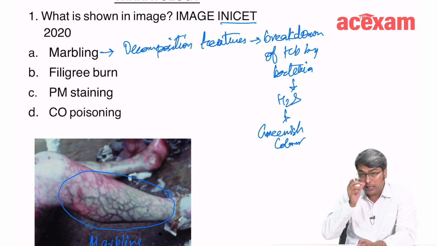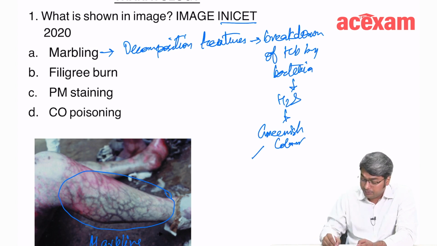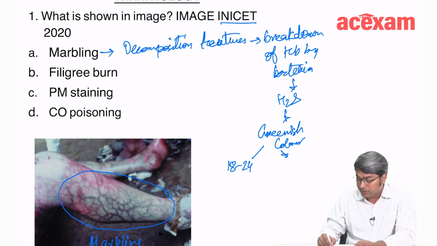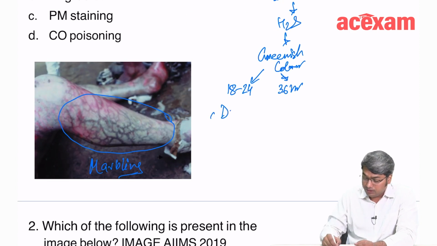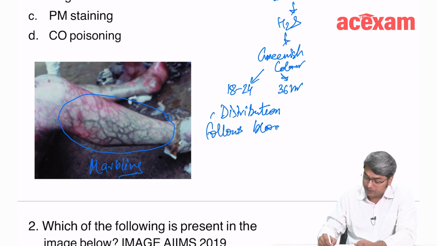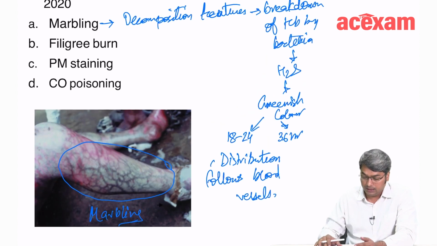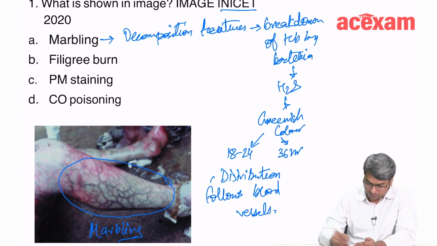It appears at different times in summers and winters. In summers it appears by 18 to 24 hours. In winters it appears by 36 hours, and this distribution follows vasculature, follows the blood vessels, right. So these are the main features of marbling. Now this typical image is of marbling.